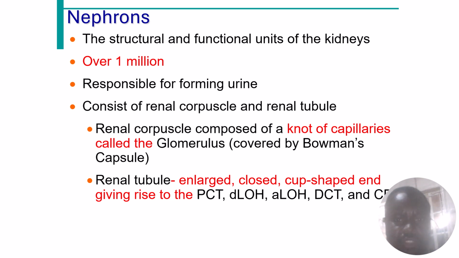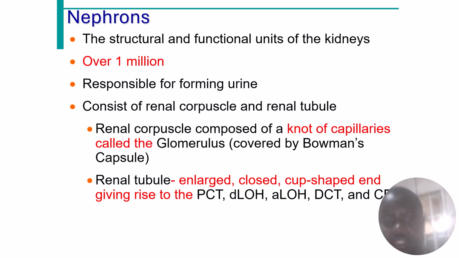So the blood vessel components form knots of capillaries called the glomerulus, which is a convolution of capillaries. This is covered by the Bowman's capsule, from which the tubule system develops. And the tubule system is a composition of the various parts that are named according to the distance that they are from the Bowman's capsule.